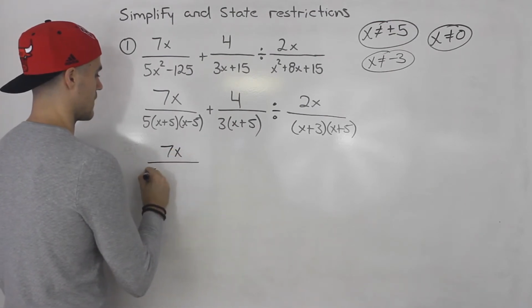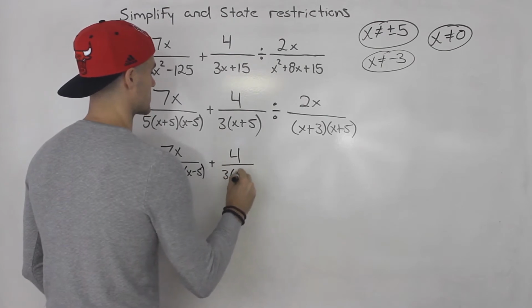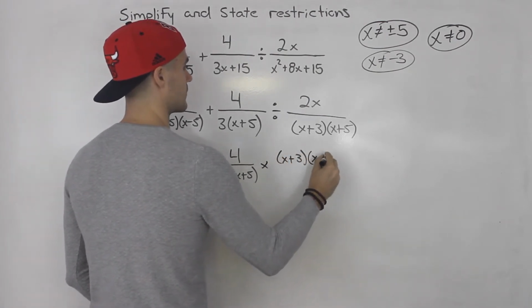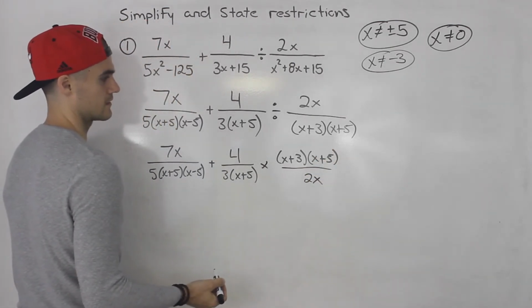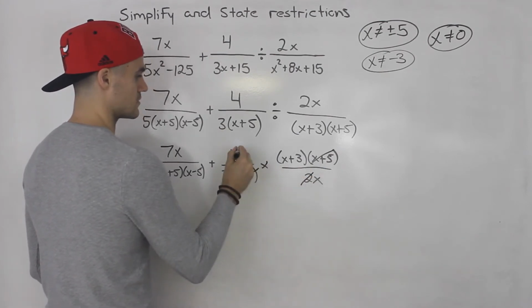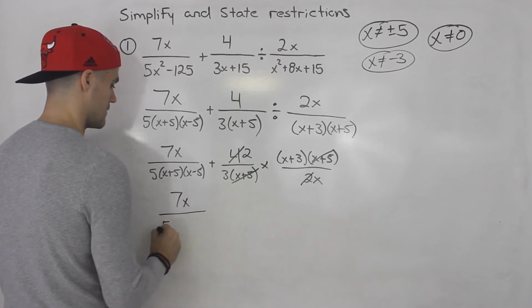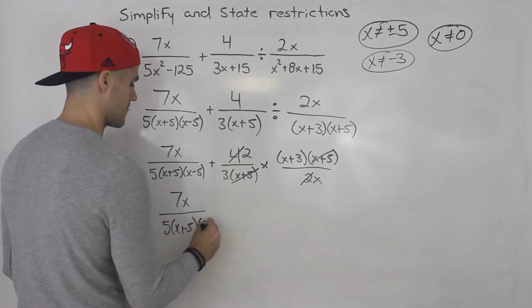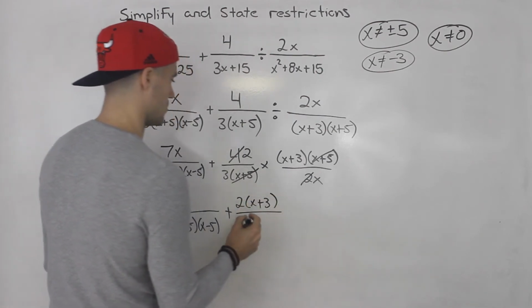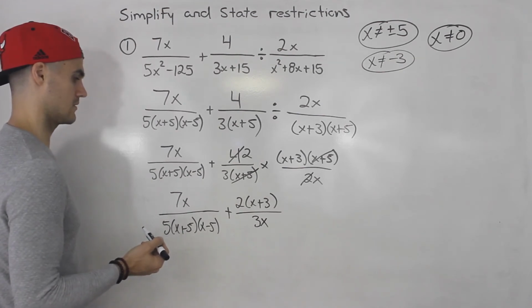So 7x over 5 bracket x plus 5, x minus 5 plus 4 over 3 bracket x plus 5. Here we flip this, so this would be times x plus 3, x plus 5, all over 2x, like that. And now we could simplify. So we have to multiply these two first. So x plus 5, those cancel out. Notice that this 2 and this 4, there would be a 2 left up top. So what would we be left with here? We'd have 7x over 5 bracket x plus 5, x minus 5, plus, if we multiply all of this, we'd have 2 bracket x plus 3, all over 3 times x, right? I believe so. Yeah, that looks correct.